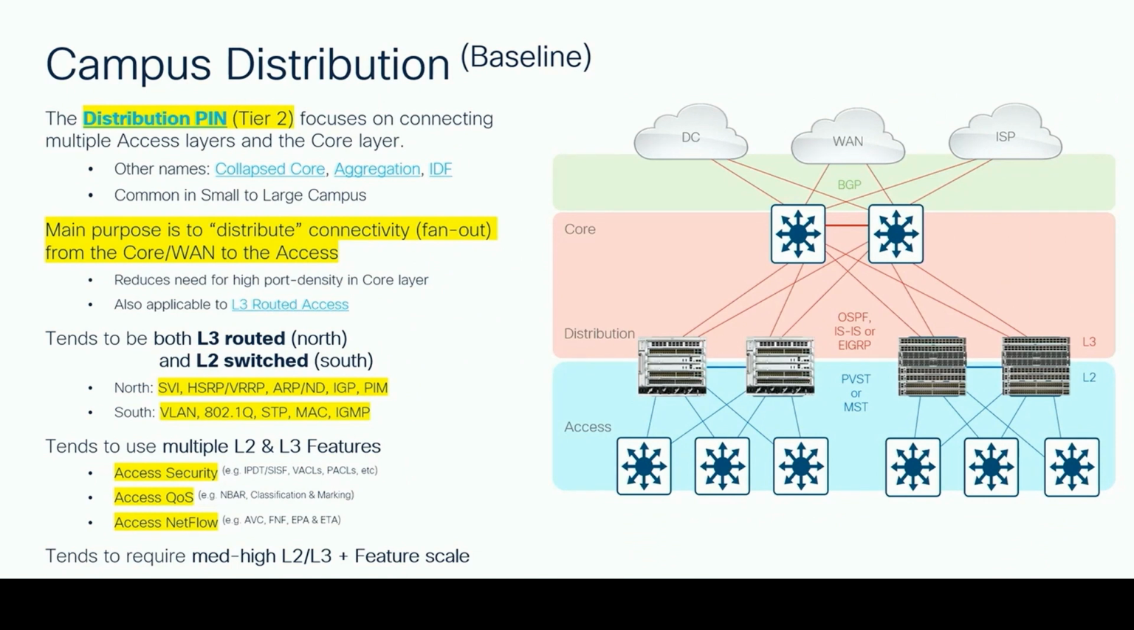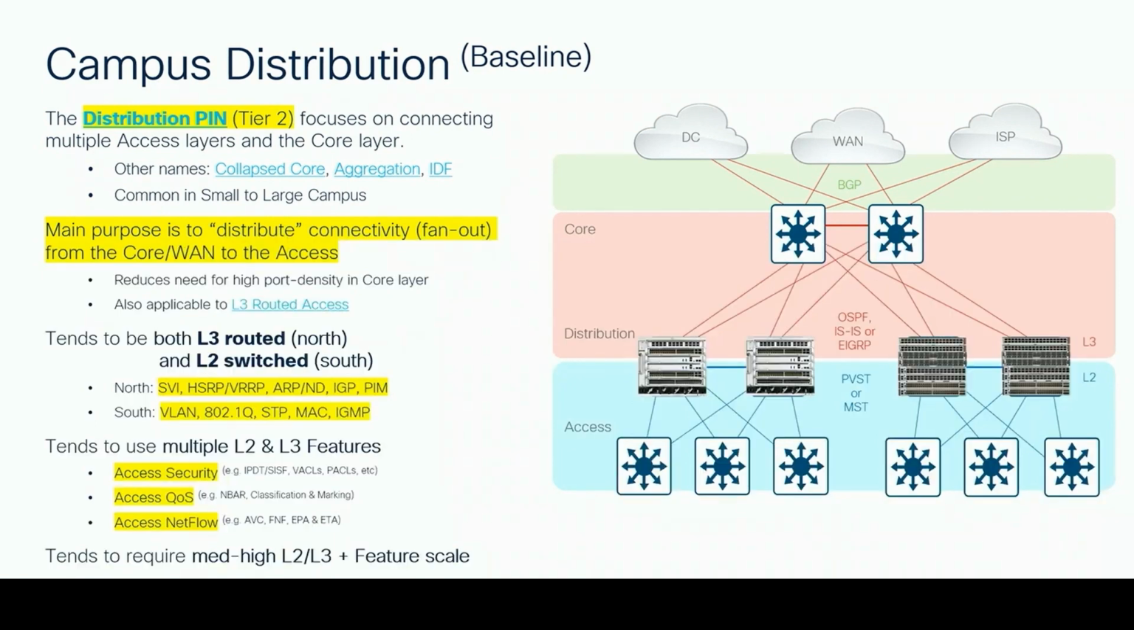Another name that I put on there was aggregation. Okay. Now this is just a pet peeve of mine. Aggregation is a data center term. Distribution is a campus term. They mean the same thing. Don't worry about it. But if you think about it, it's the direction of flow. What do those words mean?